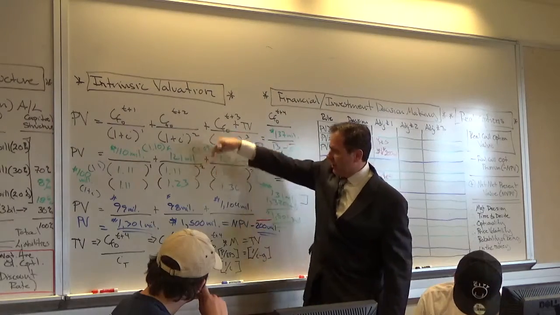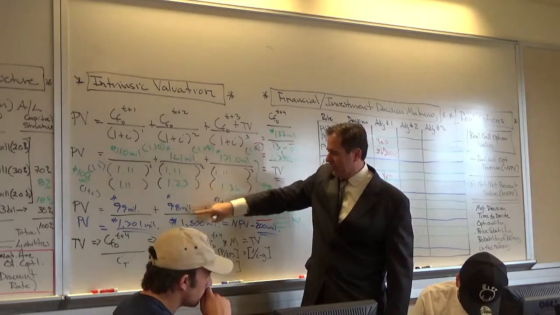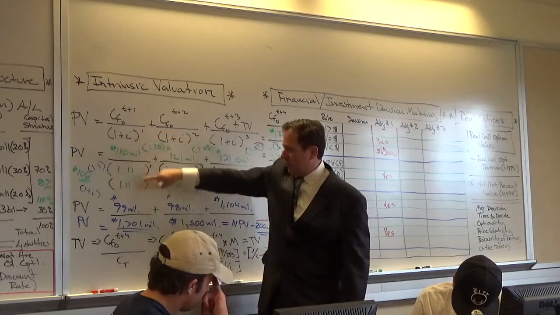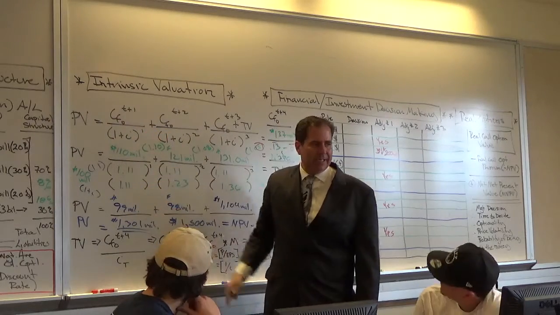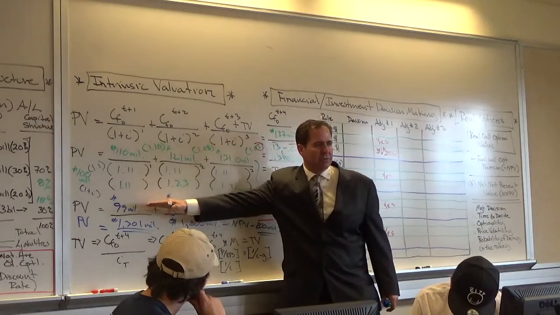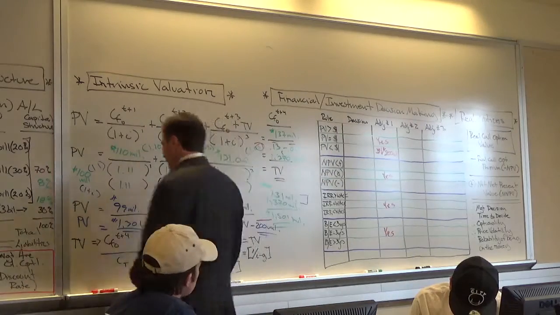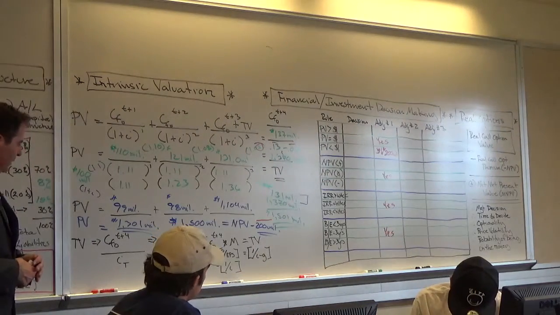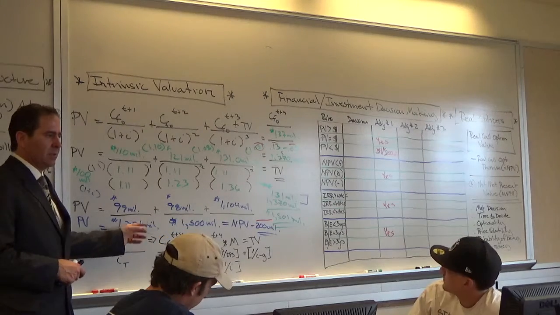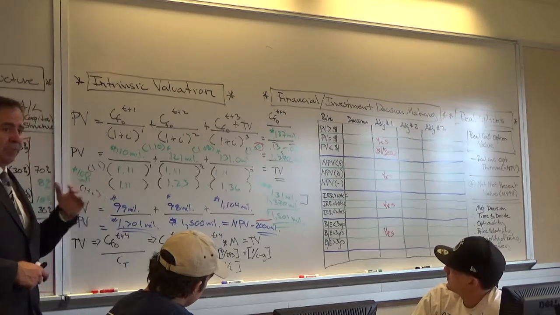Since I know year 2, which is 121 million, divided by 1.23 discount factor, I get 98 million. Year 1, 110 million, I divide by 1.11, and I get 99 million. So now I have the discounted cash flows. Now all I have to do is sum them up to get the present value of this acquisition, which comes out to be $1,301,000,000. Now I got the intrinsic value, I got the present value of the cash flows.